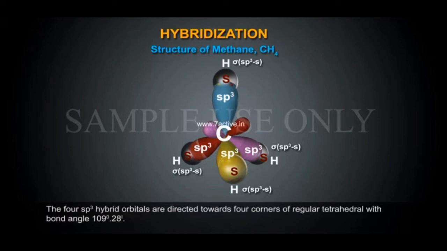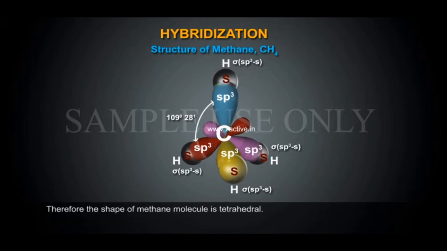The 4 sp3 hybrid orbitals are directed towards the 4 corners of a regular tetrahedron with bond angle 109 degrees 28 minutes. Therefore, the shape of the methane molecule is tetrahedral.